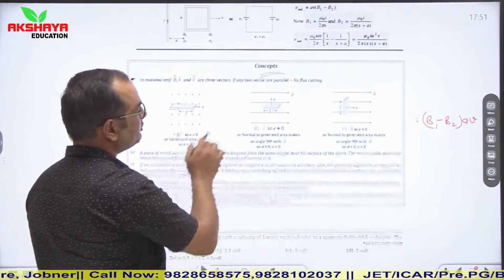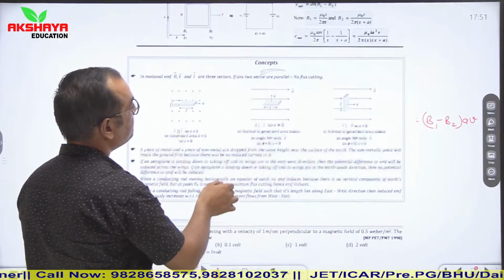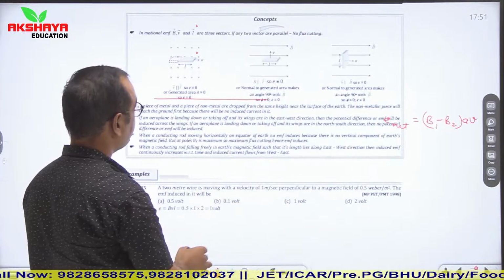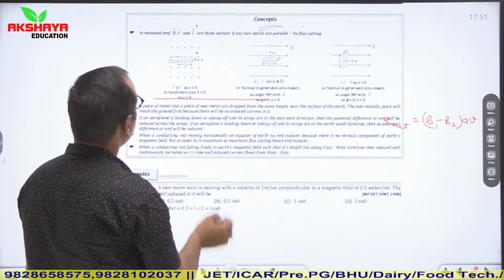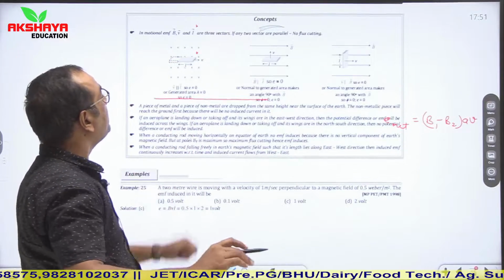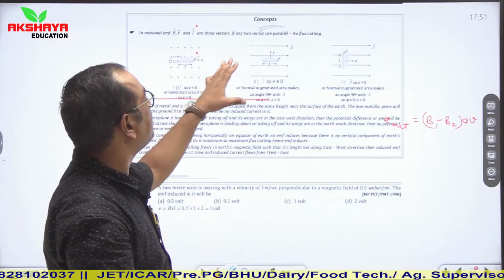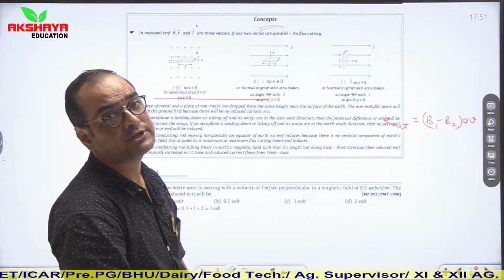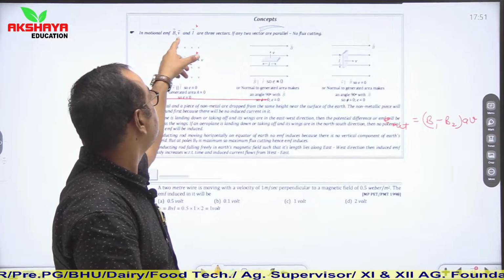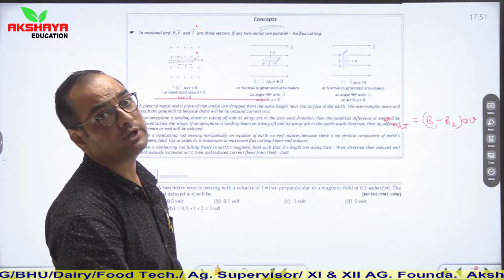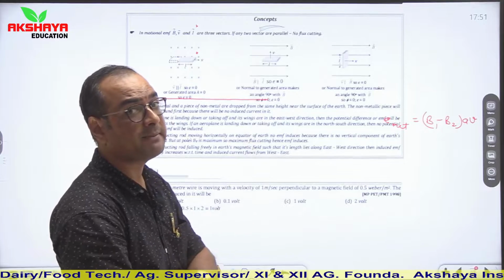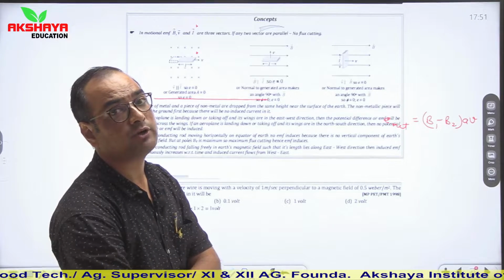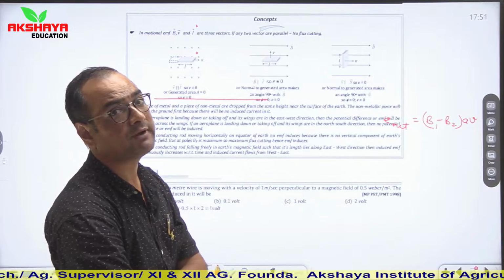Now let us talk about this concept. In motional EMF, B, v and L are three vectors. If any two vectors are parallel, there is no flux cutting. So always keep in mind that these three should be perpendicular to each other. If any two of them are parallel, then there is no induced EMF because there is no flux cutting.